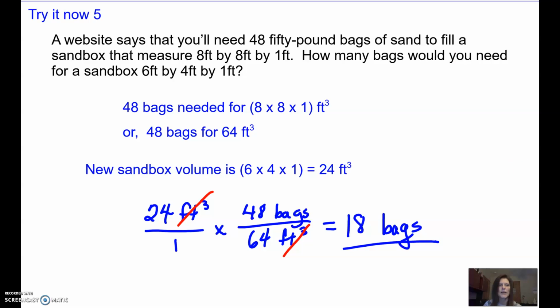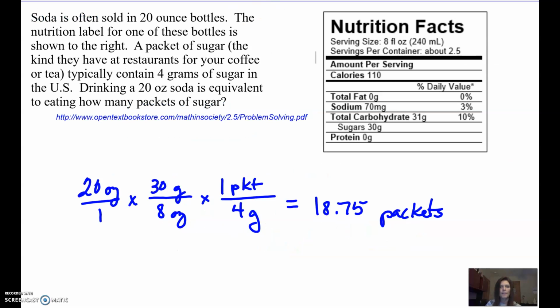All right, one more. So, last problem. Soda is sold in 20-ounce bottles. The nutrition label for one of these is shown, and we know that a packet of sugar, like you have in a restaurant on the table, is about 4 grams of sugar. So if you're drinking a 20-ounce soda, it's equivalent to eating how many of those packets?